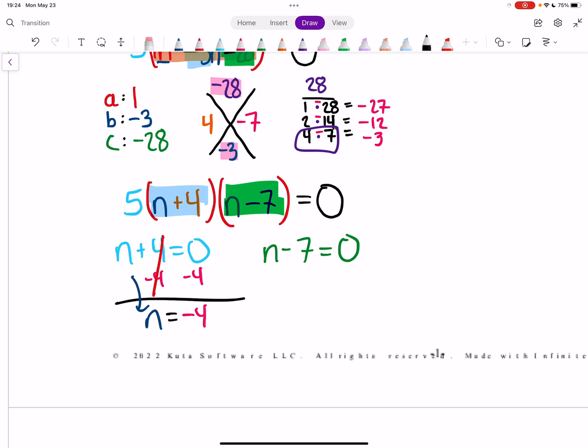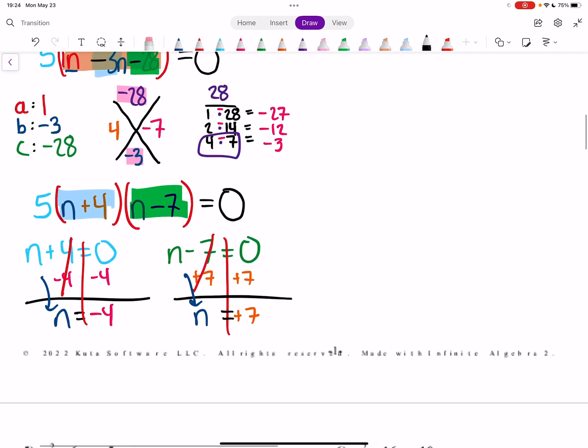Now let's solve the other equation and try to find my other solution. Again, that's n minus 7. I need to undo the subtraction by adding on both sides. 0 plus 7 is 7. Again, those canceled, and we drop down the n. So n is equal to 7. So it's negative 4 or positive 7.